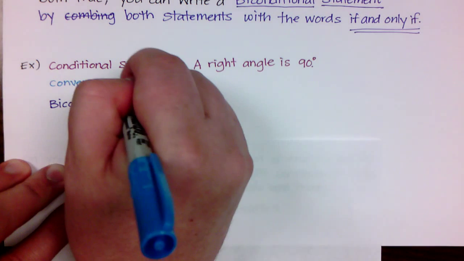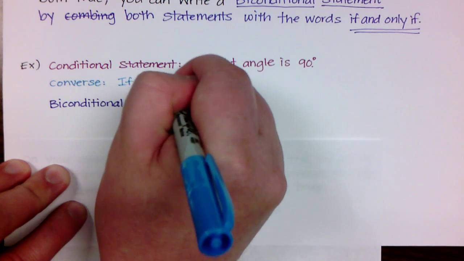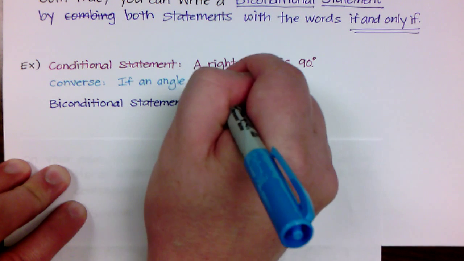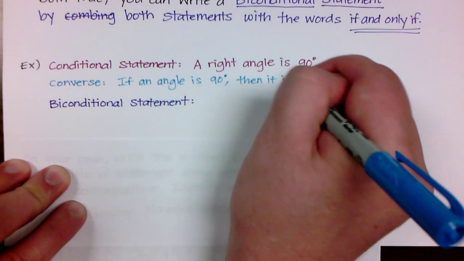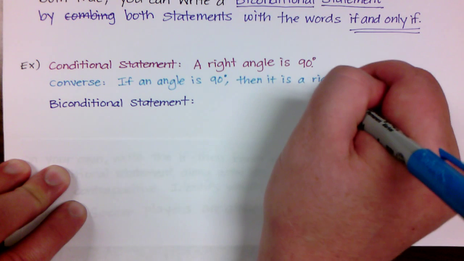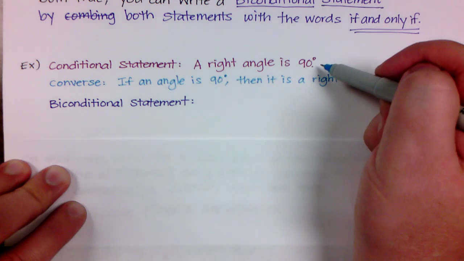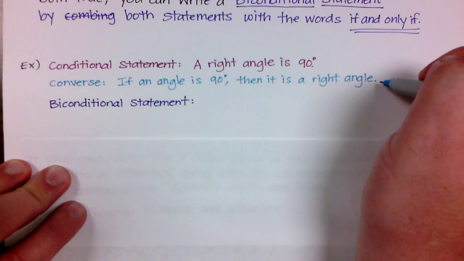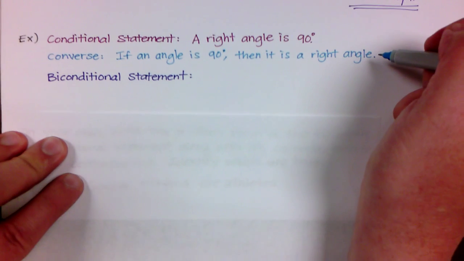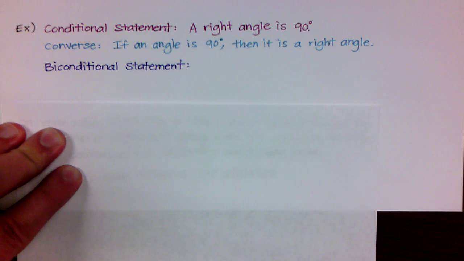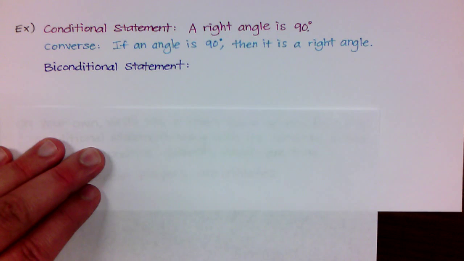So I would say, if an angle is 90 degrees, then it is a right angle. Now my first statement is true, and the converse is also true. So because they're both true, I can write a biconditional statement. So let's go ahead and do that. We're going to combine both of these ideas with the words if and only if.